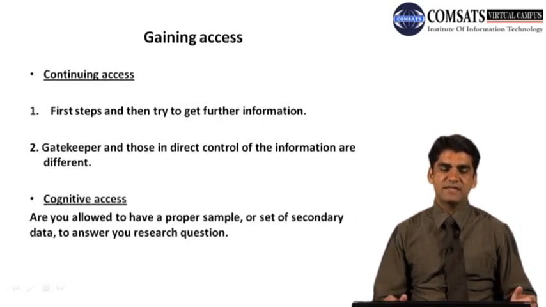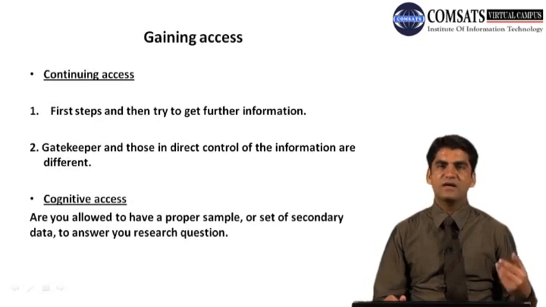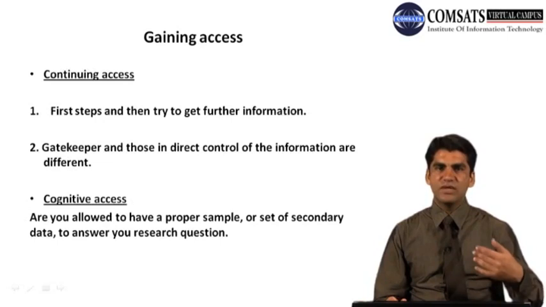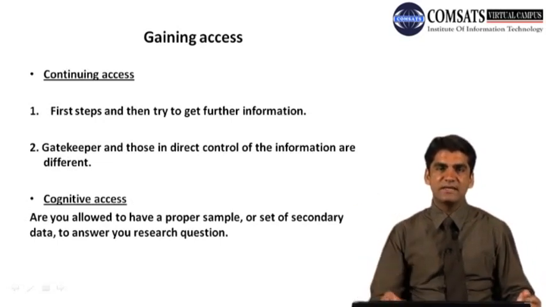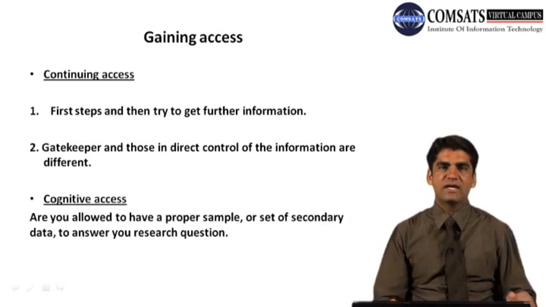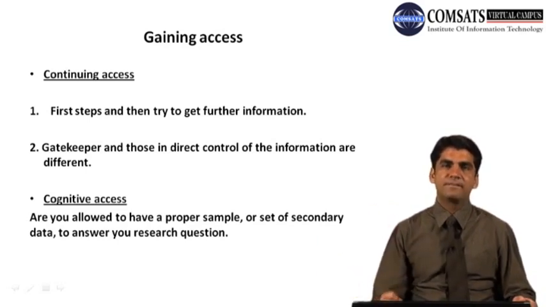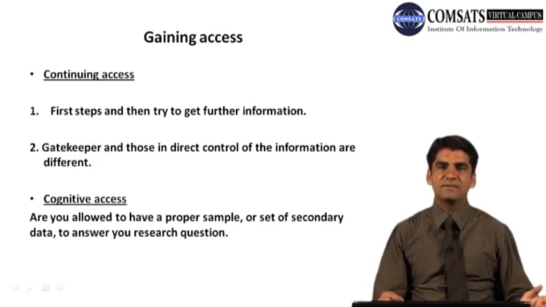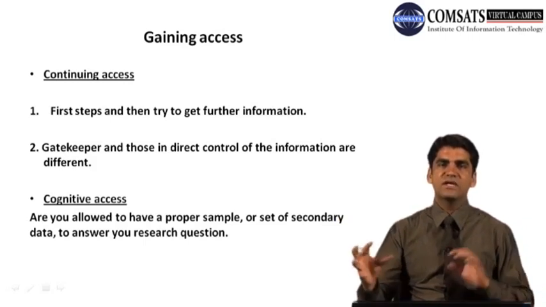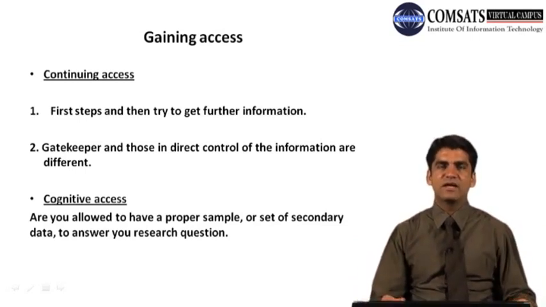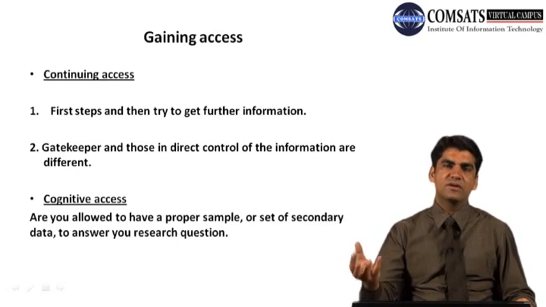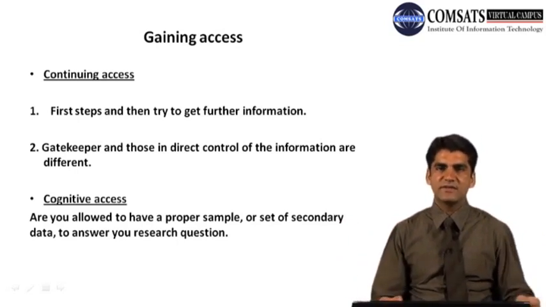Continuing access: first steps, and then try to get further information. The first step is that you start getting access, somebody can help you, you go there, you ask him or her, and then you start getting access to data. Gatekeepers and those in direct control of the information are different. Maybe Pakistan Bureau of Statistics headquarters has the gatekeeping role, but the data is with somebody else. So you need various steps to have continuous access. You have to talk about data with Pakistan Bureau of Statistics and also with the agency that has the data.